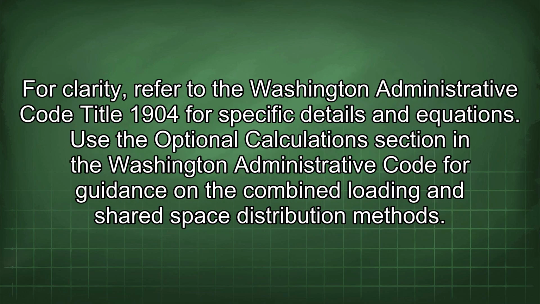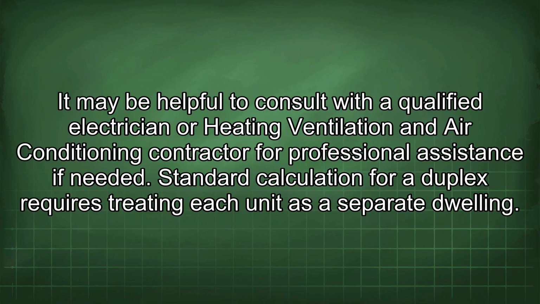For clarity, refer to the Washington Administrative Code Title 1904 for specific details and equations. Use the optional calculations section in the Washington Administrative Code for guidance on the combined loading and shared space distribution methods. It may be helpful to consult with a qualified electrician or heating, ventilation, and air conditioning contractor for professional assistance if needed.